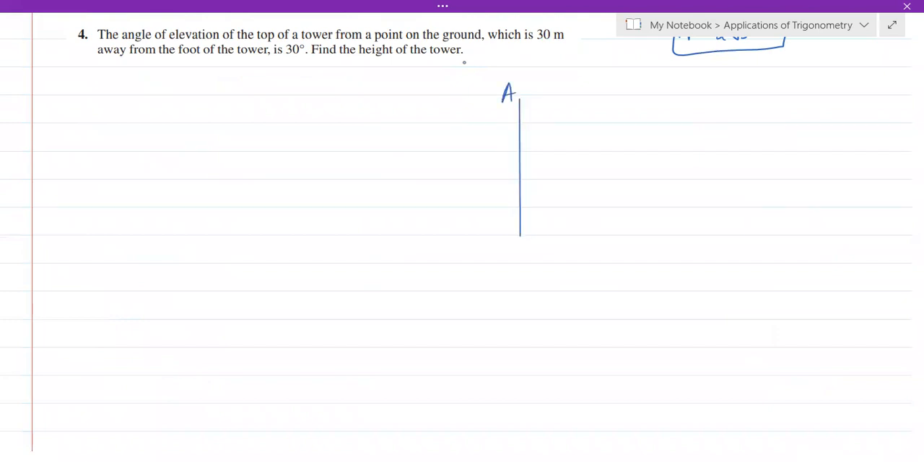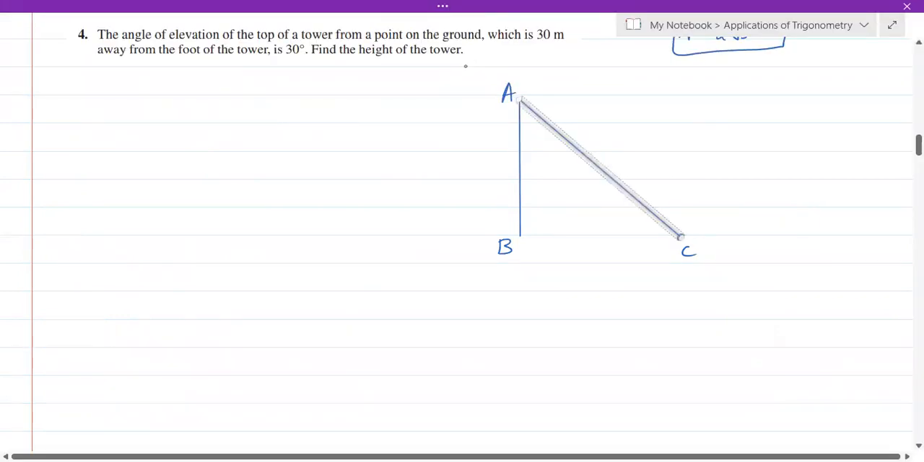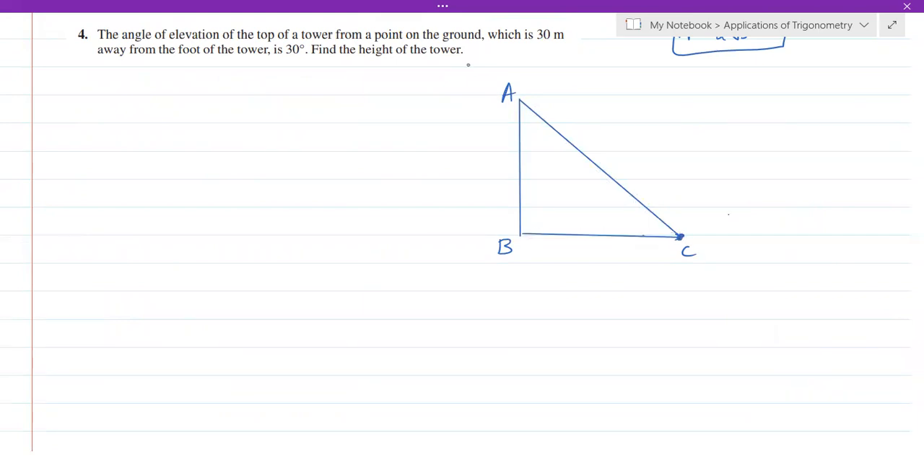Let's say AB is the tower. From a point on the ground, let's say C is the point on the ground. From that point, we are watching the top of the tower. So obviously, if you're watching something above, it is angle of elevation, isn't it? Let's join B and C, which is the ground. So this angle of elevation is given as 30 degree. They have given the distance between B and C. That is, this point C is at a distance of 30 meter from the foot of the tower.